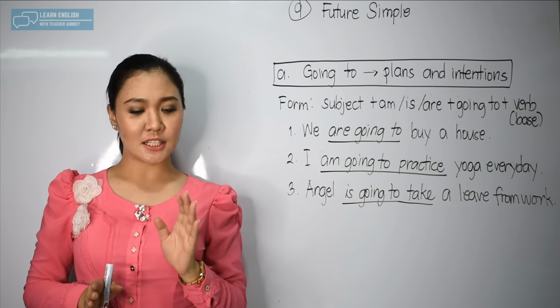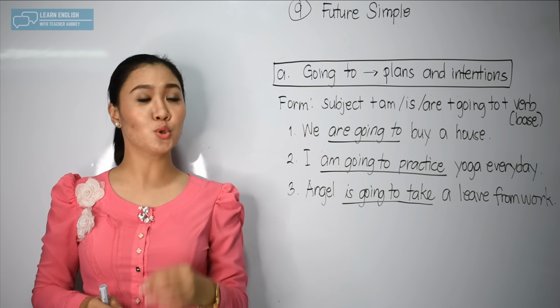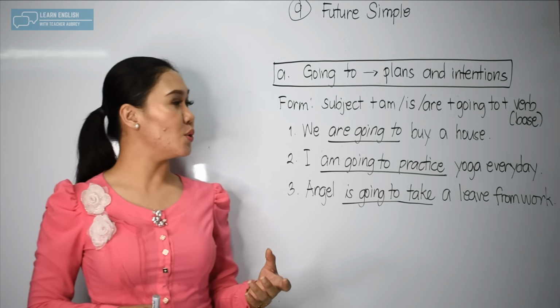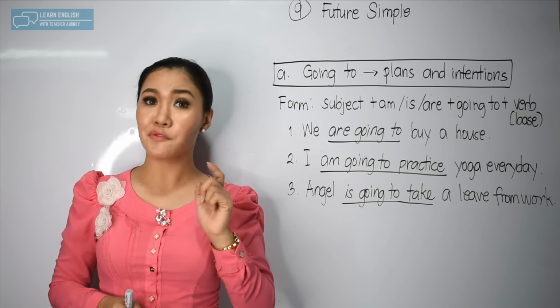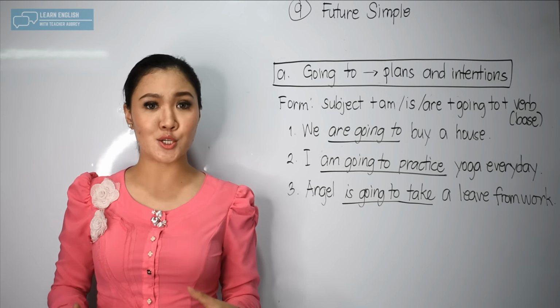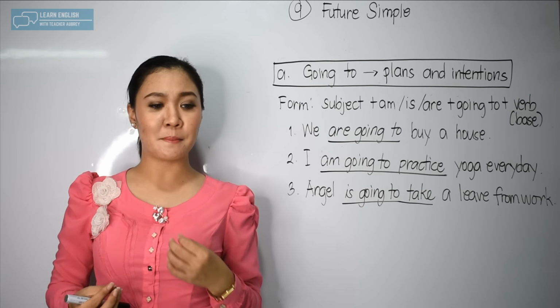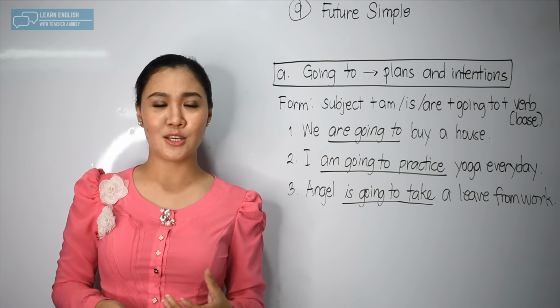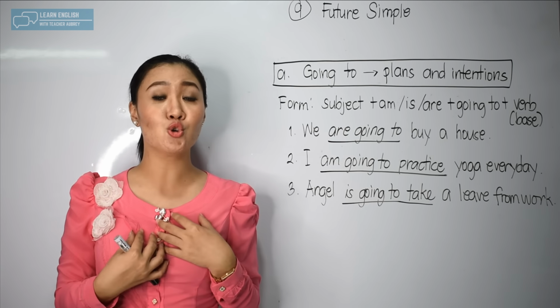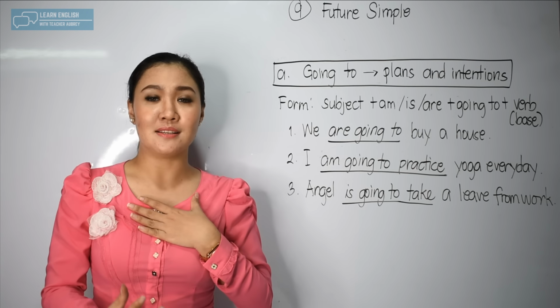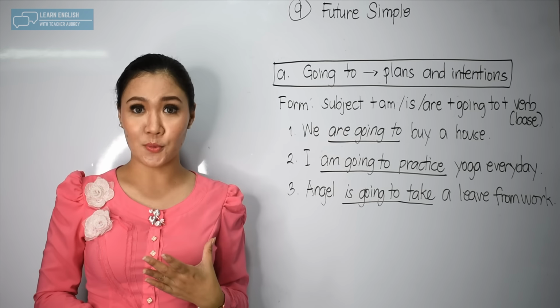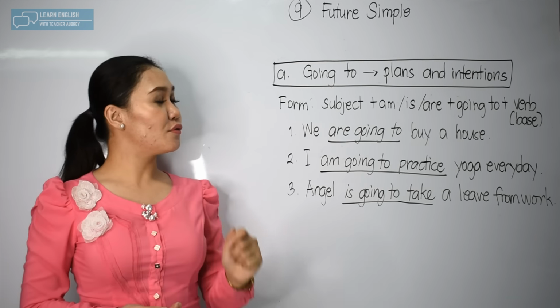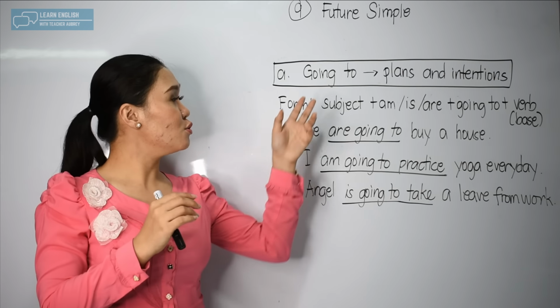Kapag ginagamit natin ang going to for future simple, tumutukoy ito sa mga plano o intention. Yes, for the plans and intentions. So, pag sinabing plano, yung balak gawin, yung naiisipang gawin o yung gustong matupad sa mga susunod na araw, susunod na linggo. Okay? Paano natin fino-formulate ang future simple using going to?